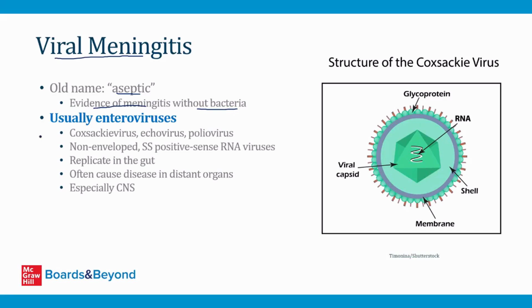And it's super high yield to remember for your board exams that the viruses that cause viral meningitis are almost always enteroviruses. So some examples of enteroviruses are Coxsackie virus, a super common cause of viral meningitis, also echovirus, also poliovirus. All of these are non-enveloped, single-stranded, positive-sense RNA viruses, and they're called enteroviruses because they replicate in the gut, even though this is a confusing name because they often cause disease in distant organs outside the gut, especially the central nervous system, including the meninges.